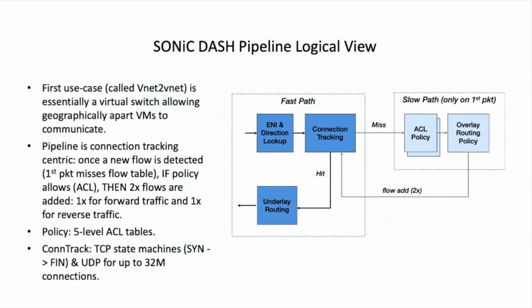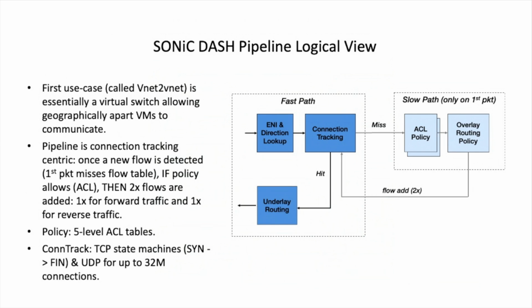So this is an overview of what the SONiC Dash pipeline looks like. As I mentioned before, the use case is VNet to VNet, and it is essentially allowing geographically apart VMs to communicate with each other. In both the fast and slow path, we have the ENI and direction lookup. ENI identifies the VM that the packet is either coming from or going to, and then direction lookup determines whether the packet is inbound or outbound. That will determine how we apply the ACL policies and routing.